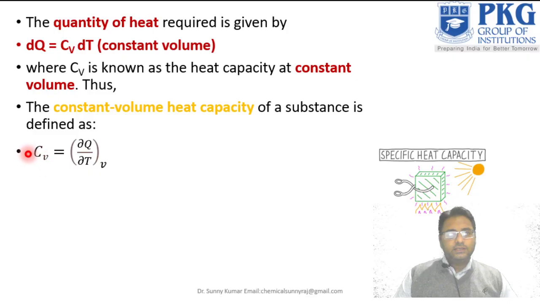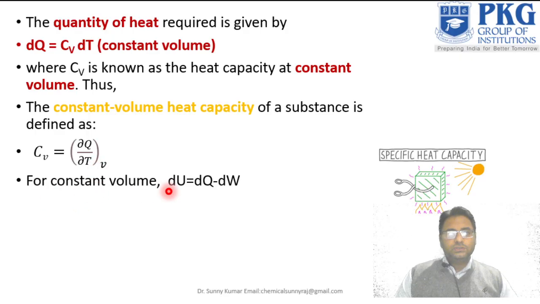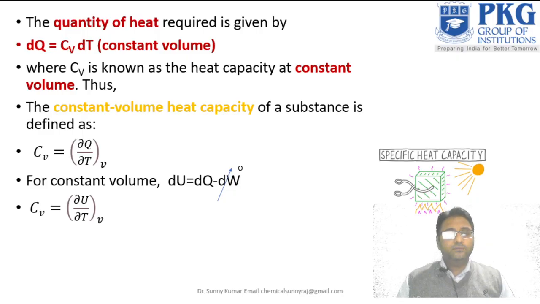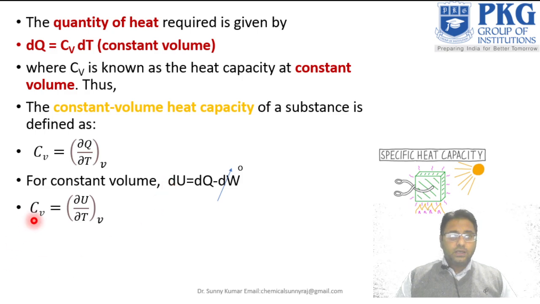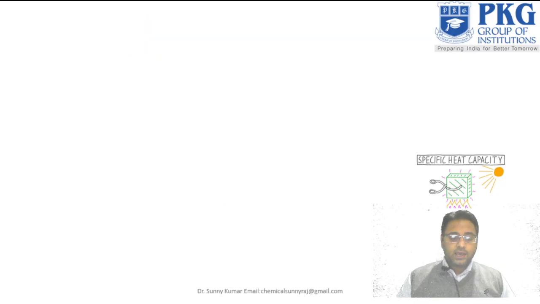Cv = ΔQ/ΔT at constant volume, and for constant volume, ΔU = ΔQ - dW. Because the volume is constant, this dW term will be 0. So you will get Cv = ΔU/ΔT, because ΔU = ΔQ; the change in internal energy will be equal to the heat.